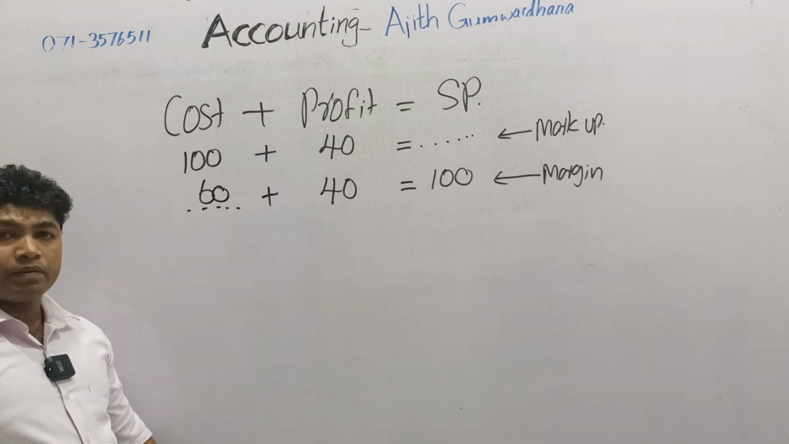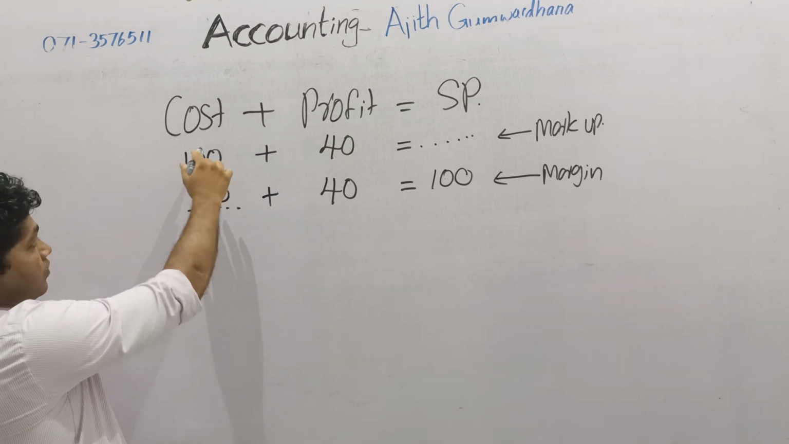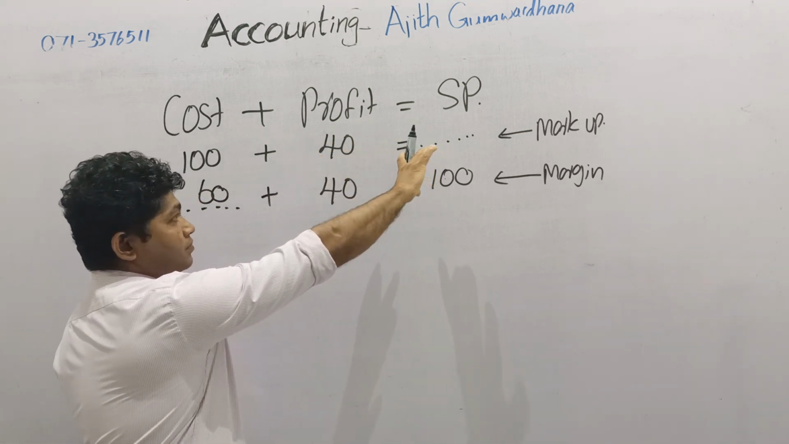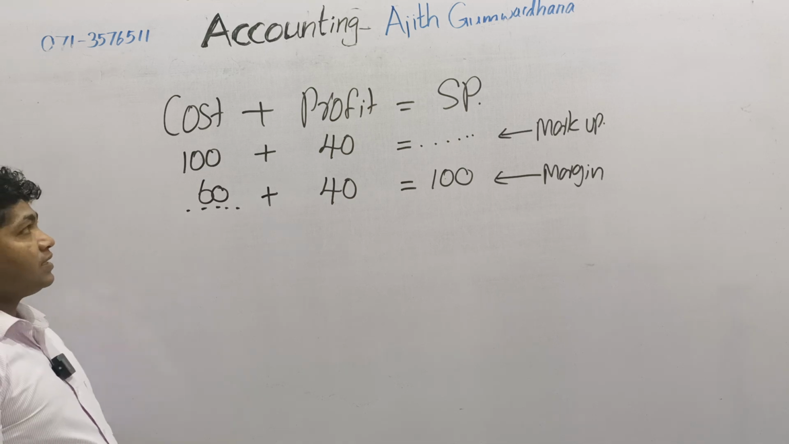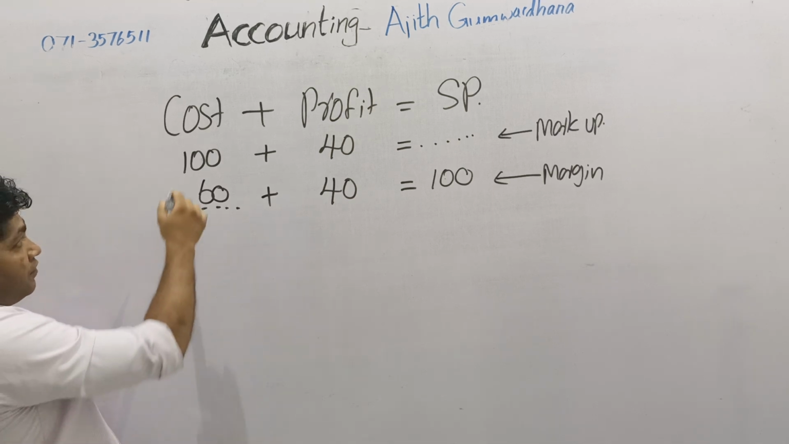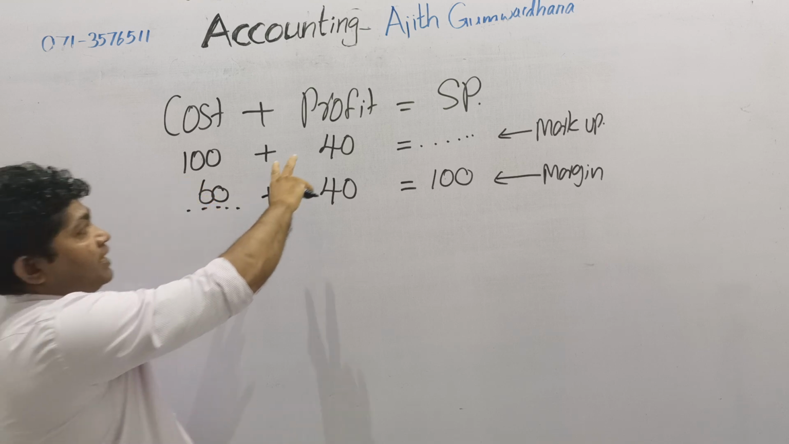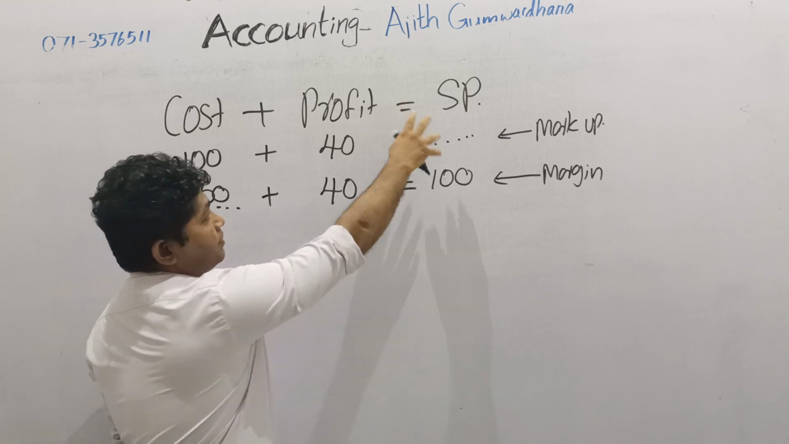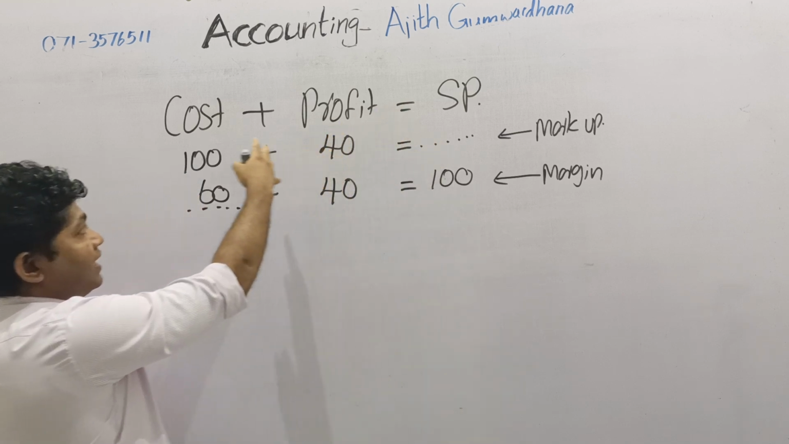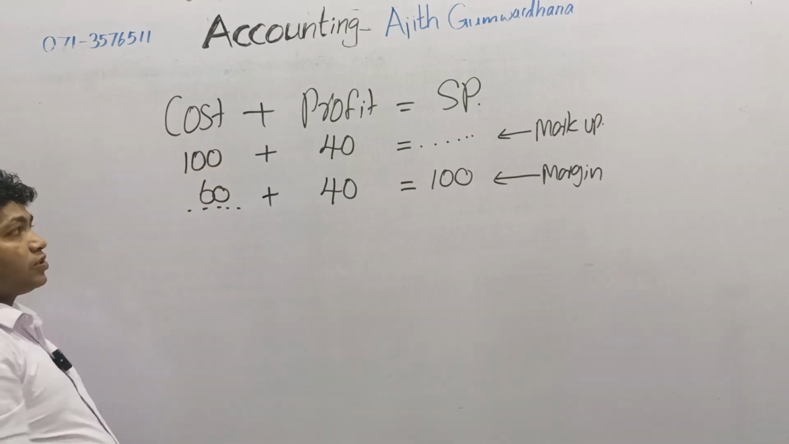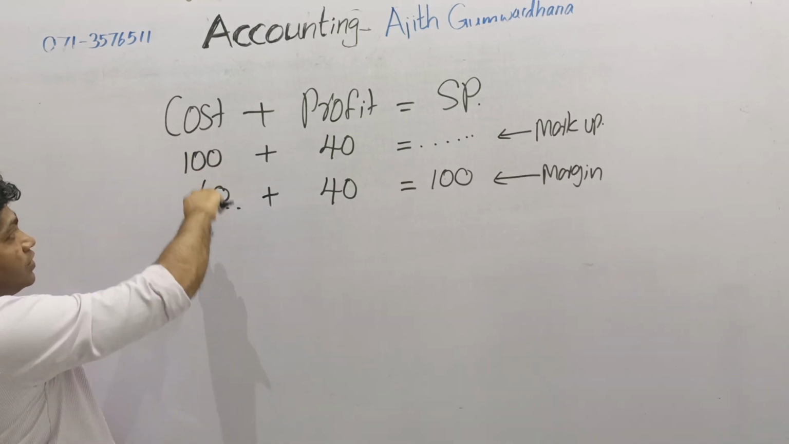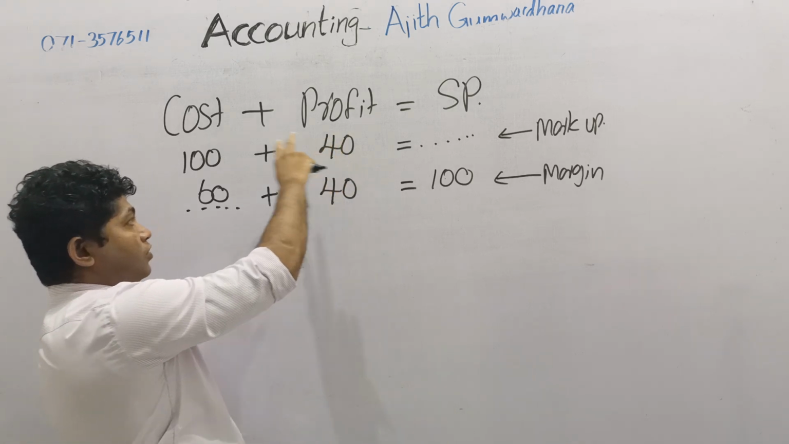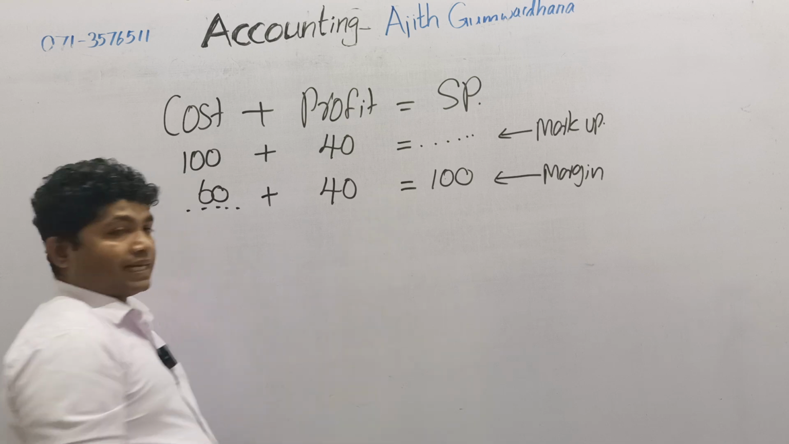Therefore, by using profit markup and profit margin, if cost value is given, profit and selling price can be calculated. Think why we have to discuss profit markup and profit margin. If selling price is given, profit and cost value can be calculated. Cost value means cost of sales. If profit is given, cost of sales and selling price can be calculated.